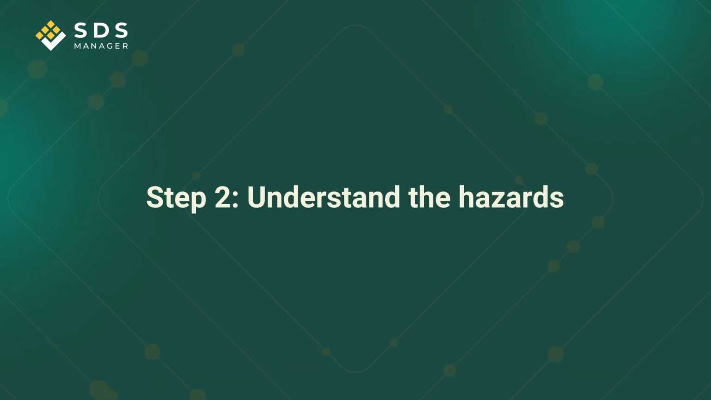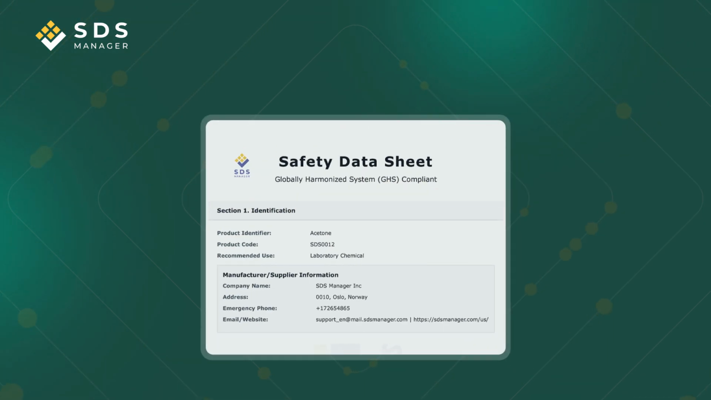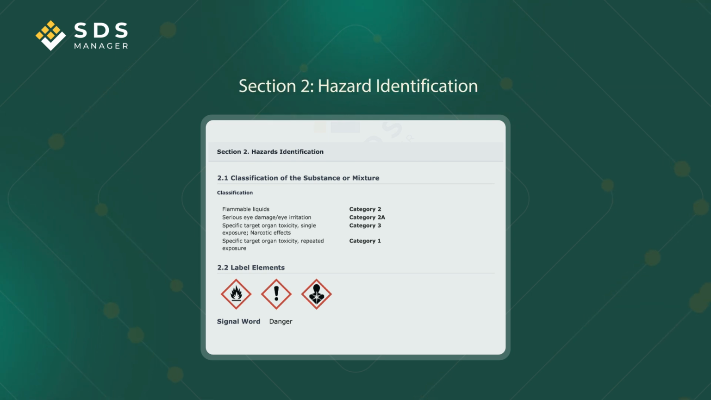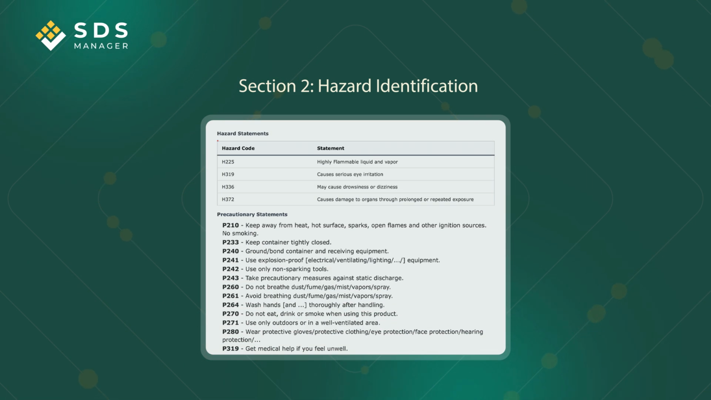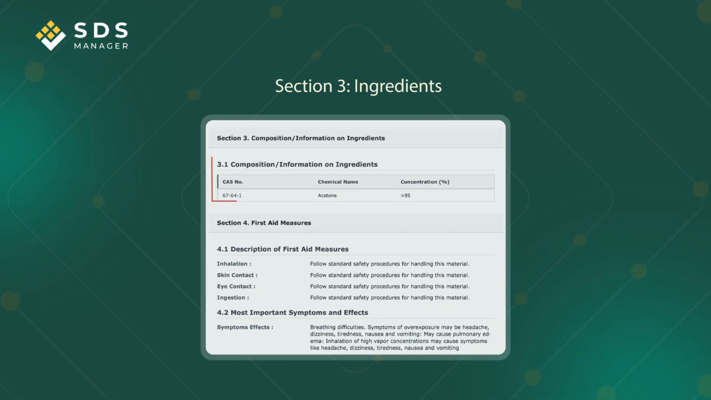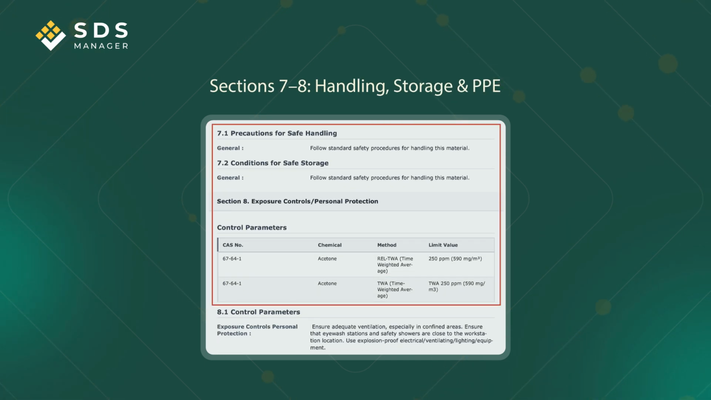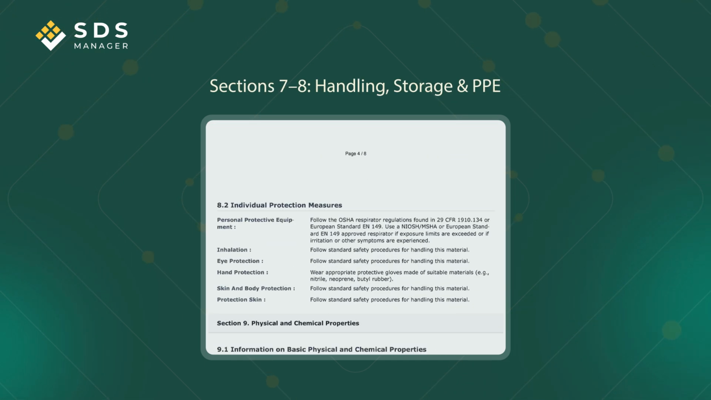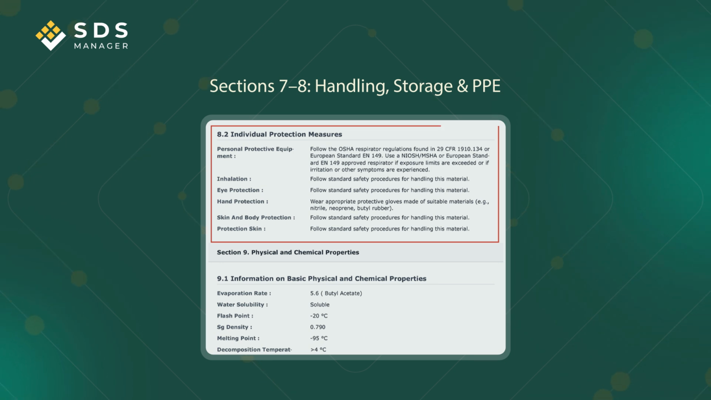Step 2. Understand the hazards. Open the SDS. Focus on these parts in plain English. Section 2, hazard identification, shows the pictograms, red diamonds, the signal word, danger or warning, and hazard statements, e.g., highly flammable, causes skin irritation. Section 3, ingredients, tells you what's inside, useful for mixtures. Sections 7 and 8, handling, storage, and PPE, how to set up the job and what to wear.